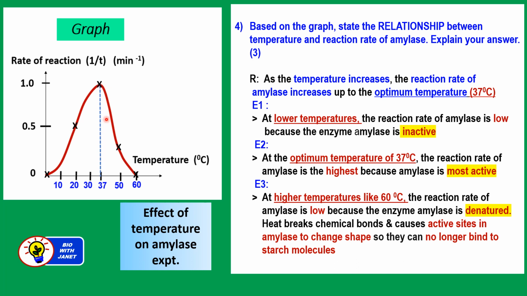Then at higher temperatures like 50 or 60 degrees Celsius, the reaction rate of amylase decreases again, because now the enzyme amylase is denatured by the heat. The heat will break the chemical bonds and cause the active sites in amylase to change shape, so they no longer bind to the starch molecules. So that is the answer. At least two E's here, E1 or E2 or E3. Now E3 is a bit long, so if you just mention that the enzyme amylase is denatured and the active sites in the amylase molecule change shape, that could be enough.